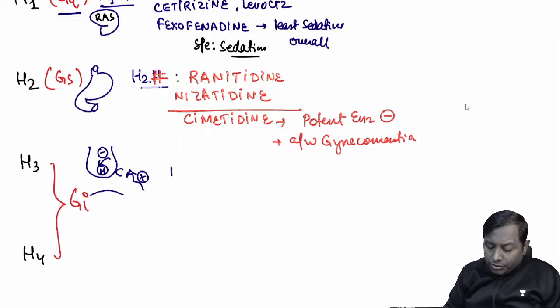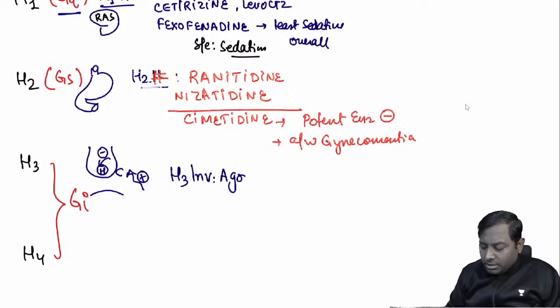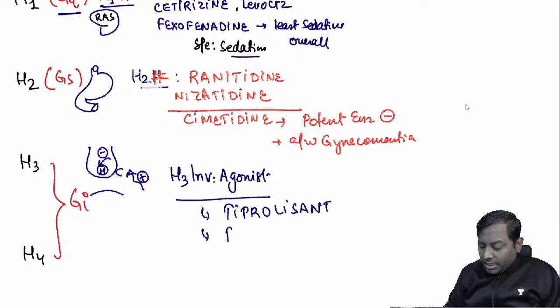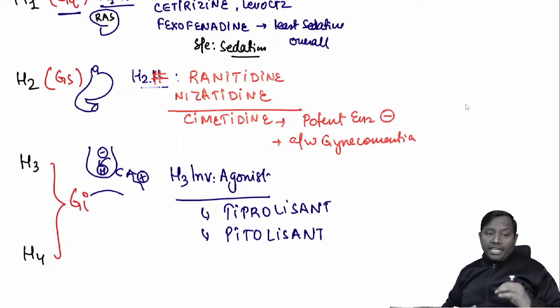Therefore, we are going to use H3 inverse agonists. The names of the drugs are tiprolisant and pitolisant. Very good, Dr. Gohil. Yes, definitely it's like alpha 2. Tiprolisant, pitolisant. So what are these? These are H3 inverse agonists.